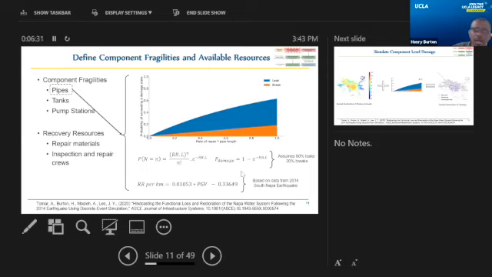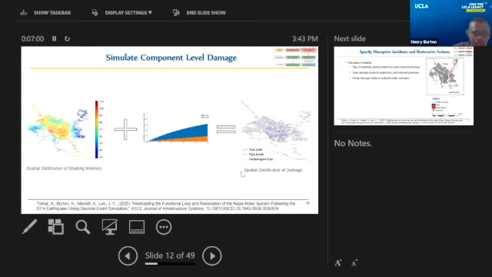The model also needs recovery resources. What are the repair materials on hand? What is the availability of inspection and repair crews, and how does that change over time? We know after the 2014 event that the city of Napa got a lot of support from surrounding counties. So in terms of resources, we want that to be reflected in the model itself.